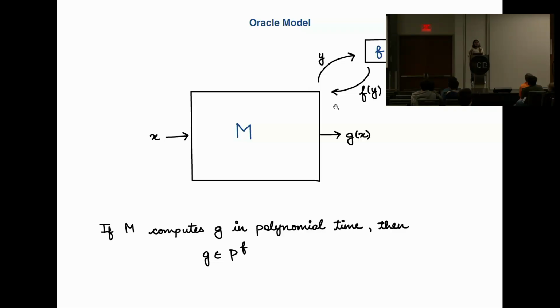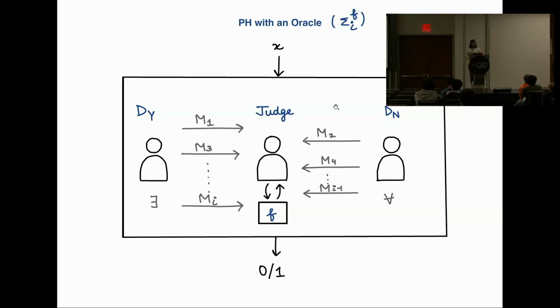Now, in this model, we can again start defining complexity classes. So for example, if this machine M computes some function g in polynomial time, then we say that this function g belongs to the complexity class P with oracle access to f. So now in this model, what does PH look like? So we look at sigma i, and we want to see what sigma i looks like with the oracle f. So again, we'll have this efficient classical judge, and we have these two debaters D_Y and D_N. And now in the oracle model, this judge is given oracle access to this function f. So on seeing the debate between the debaters, the judge performs some computation, and in between it can ask questions to this oracle f to output a yes/no answer.